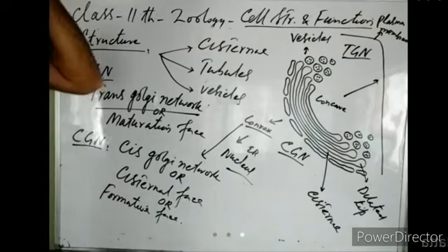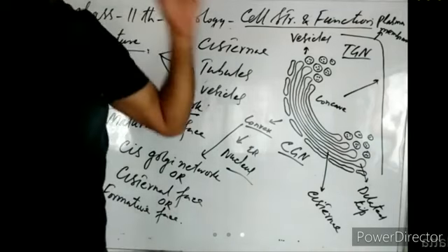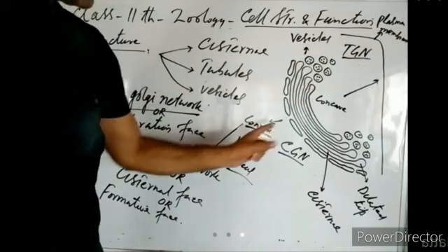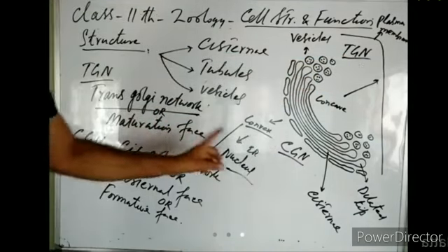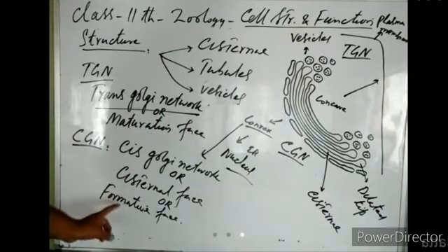So this Golgi body has got a definite polarity. It has got two faces, Trans-Golgi network and Cis-Golgi network. Trans-Golgi network is known as the maturation phase, and Cis-Golgi network is known as the cisternal phase or formative phase.